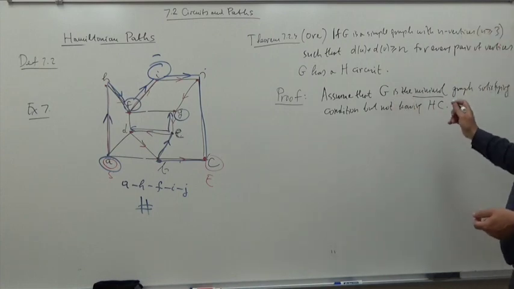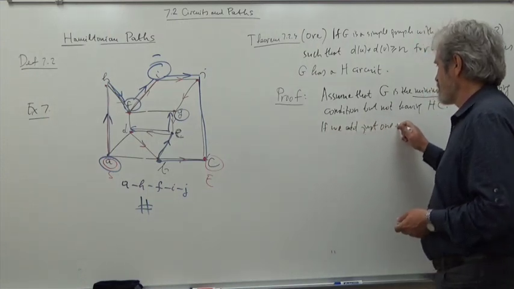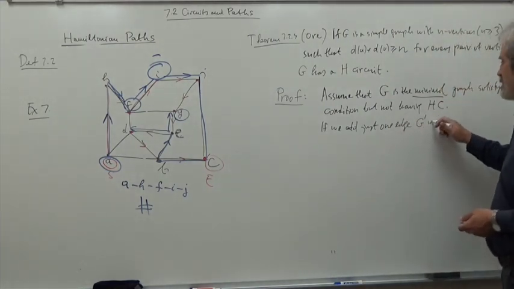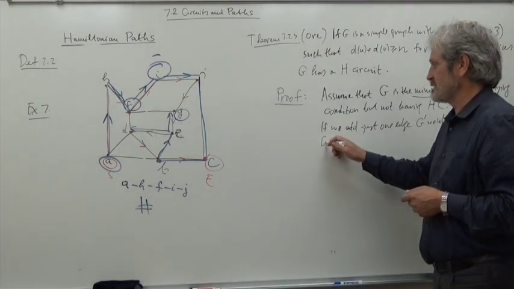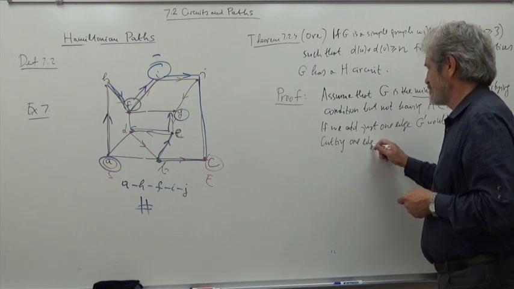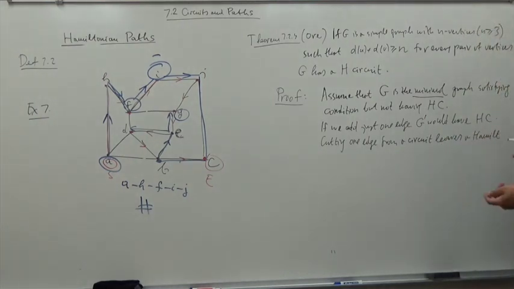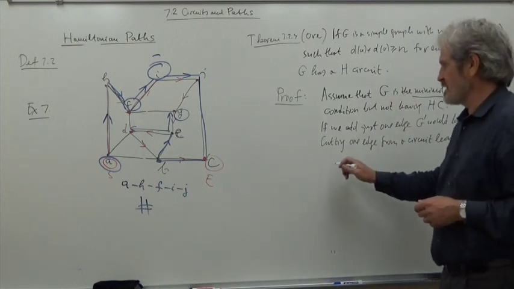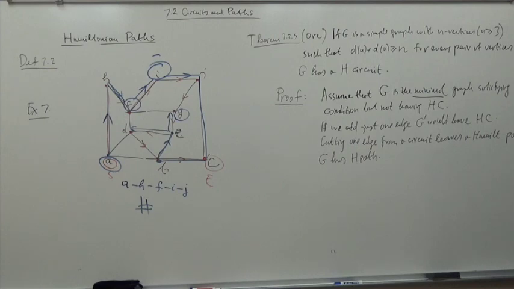And then what? So if this one doesn't have a Hamiltonian circuit, that means if we add just one edge, G prime would have a Hamiltonian circuit. But now we go backwards, we cut that edge, and there is a theorem that we proved in the first part of the lecture, where cutting one edge from a circuit leaves a Hamiltonian path, because it's Hamiltonian, we don't change the nodes visited, just the number of edges. So without loss of generality, we can assume that G has a Hamiltonian path. So one short of having a Hamiltonian circuit actually guarantees the existence of a Hamiltonian path.